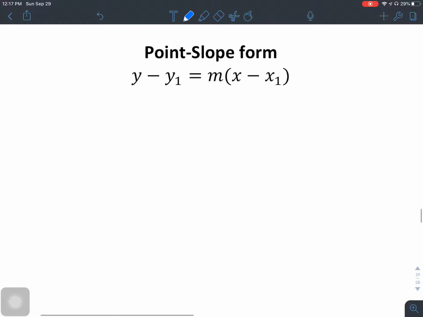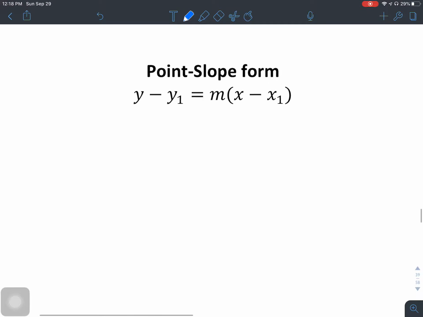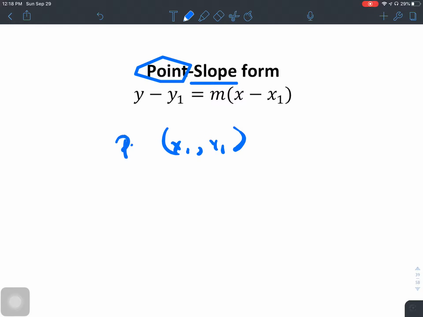Point-slope form, this is the most important of the forms, because to use point-slope form, you need two things: any point on the line and the slope. That makes it more powerful than slope-intercept form, because with slope-intercept form, you must have a specific point, the y-intercept. This is used for any point on the line and the slope. So in this case, x sub 1, y sub 1 is a point on the line, and m again is the slope. Let's continue.